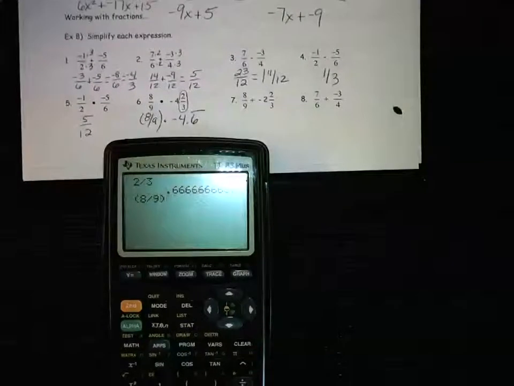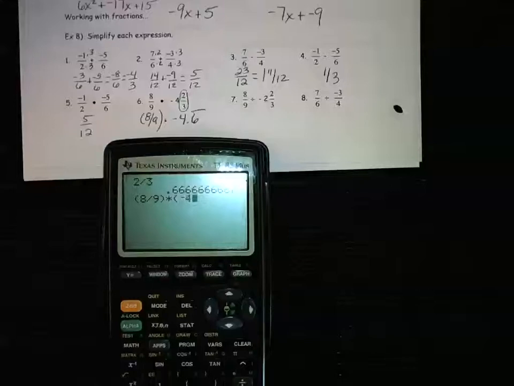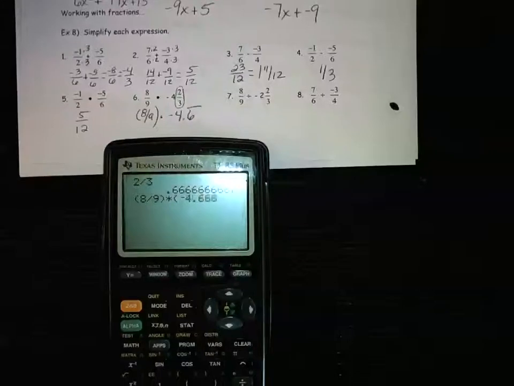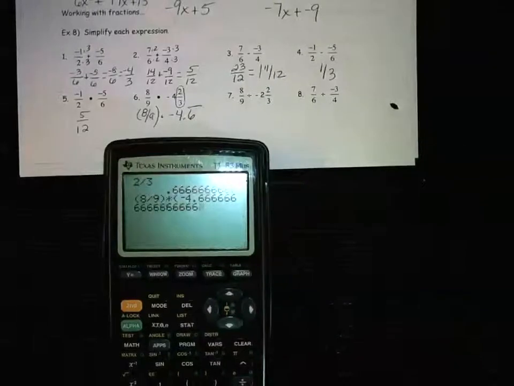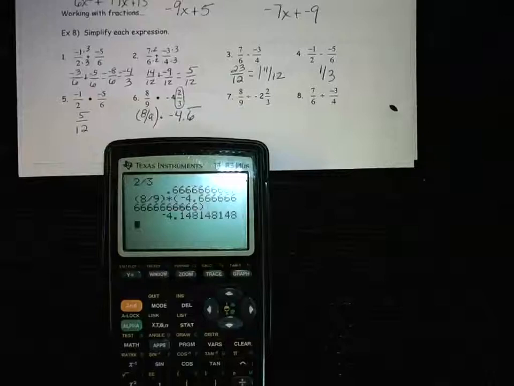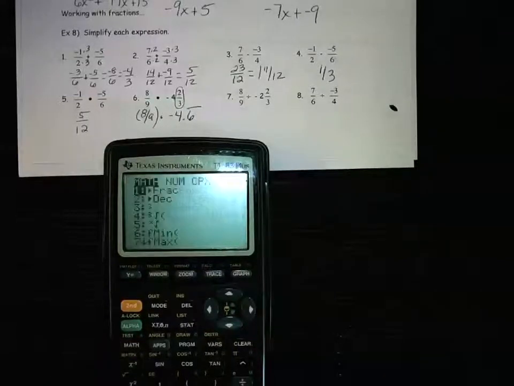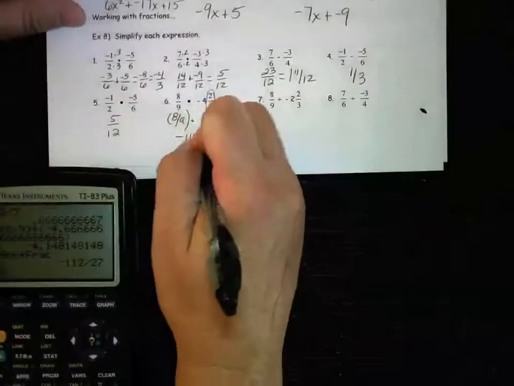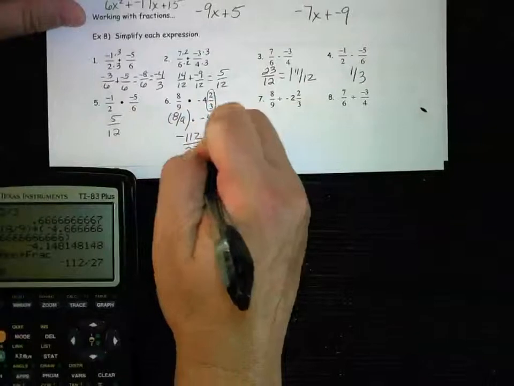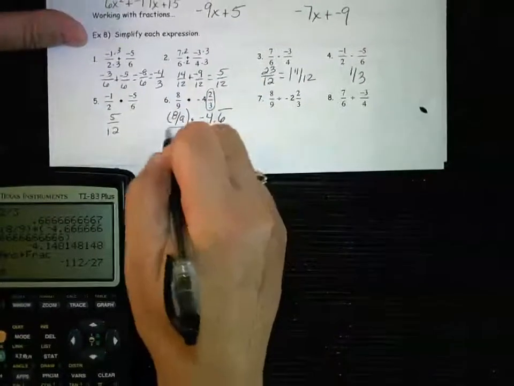8/9 times, again I'm doing parentheses, -4 point. I would hit that button about 10 times. The more times you press that, the more accurate your answer is going to be. You have this ugly decimal, so go to math, number 1, and that is -112/27. And we're just going to leave that answer like that.